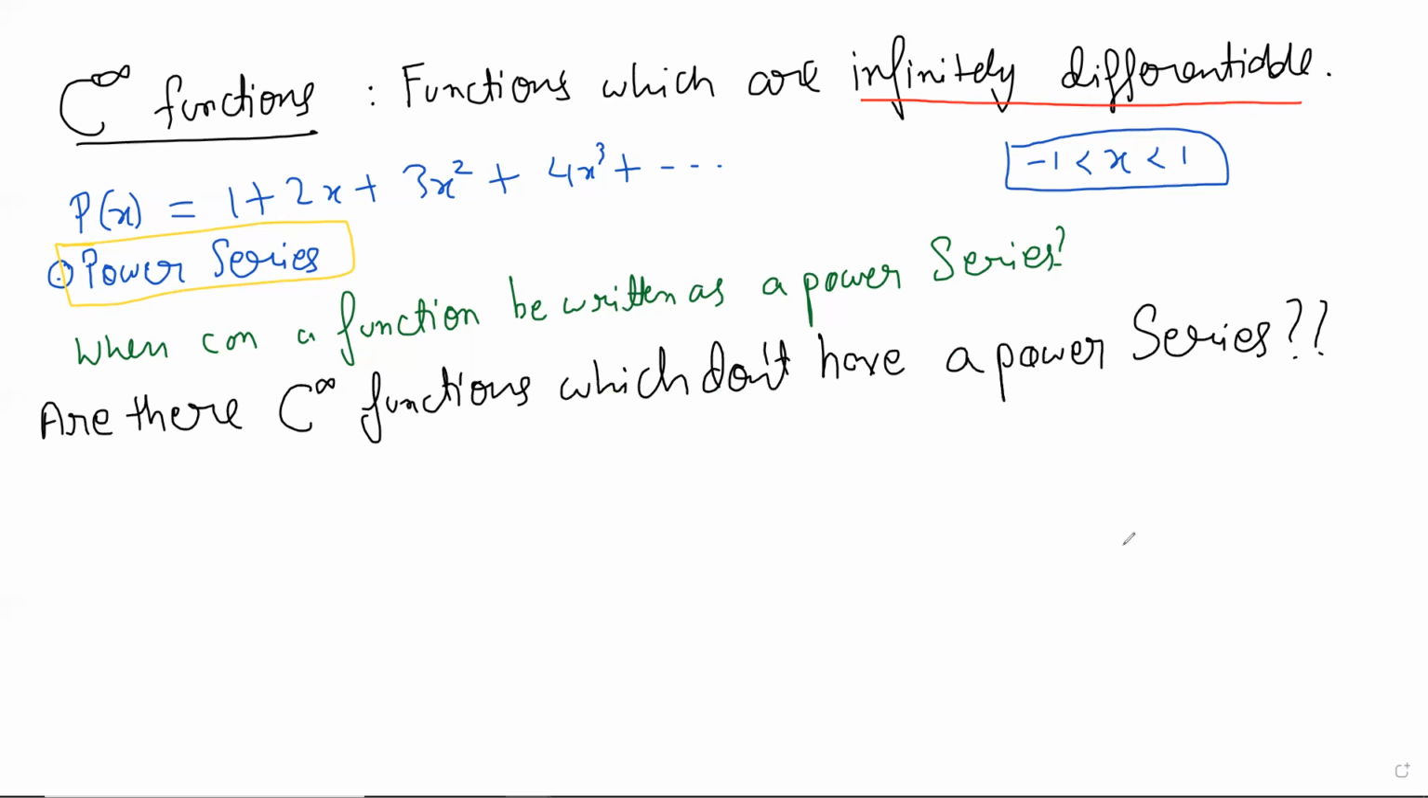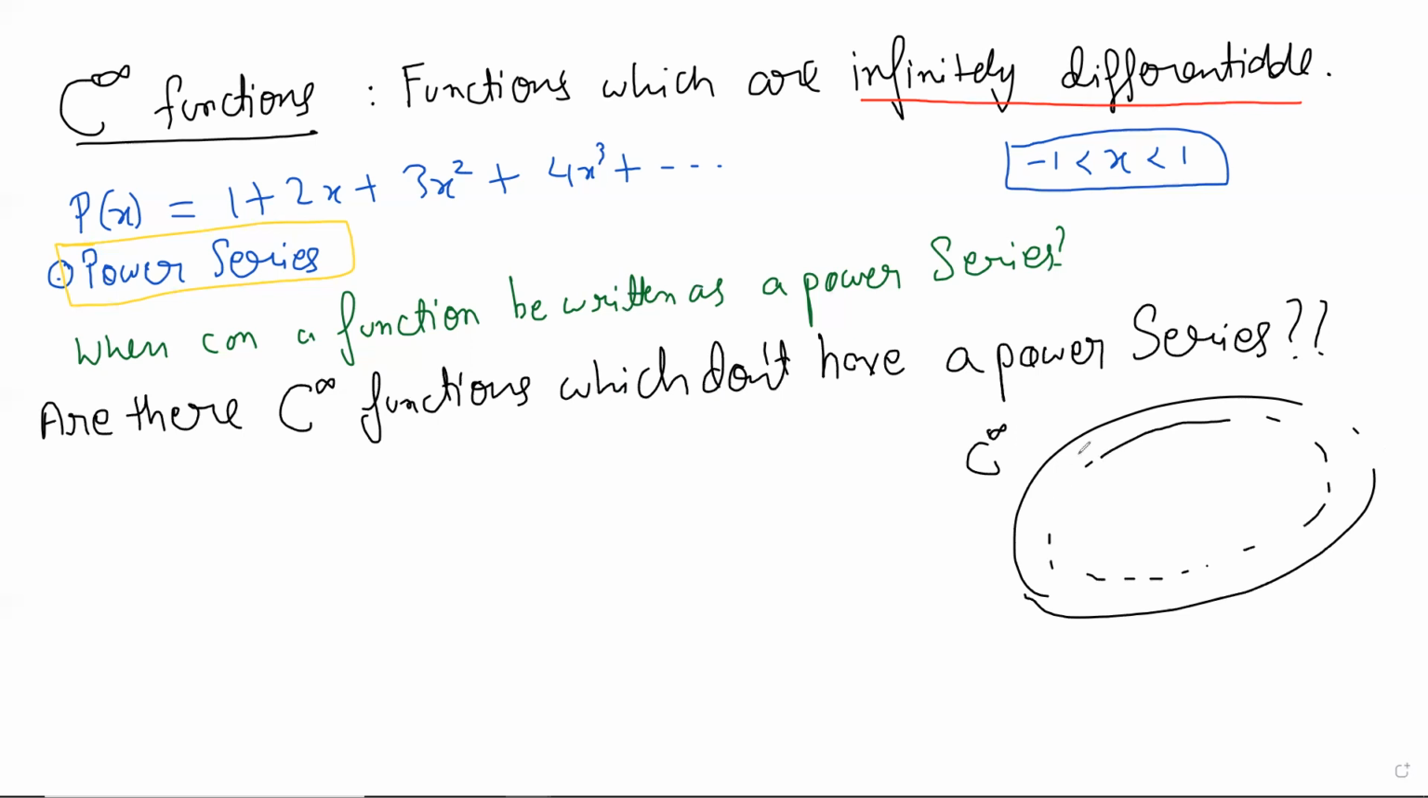Okay, so here is your class of C infinity functions. It's a big class. And here is your class of functions which have power series. These have names, they're called analytic functions, but we just need to see them as power series for now. Are there some things which are kind of on the boundary?